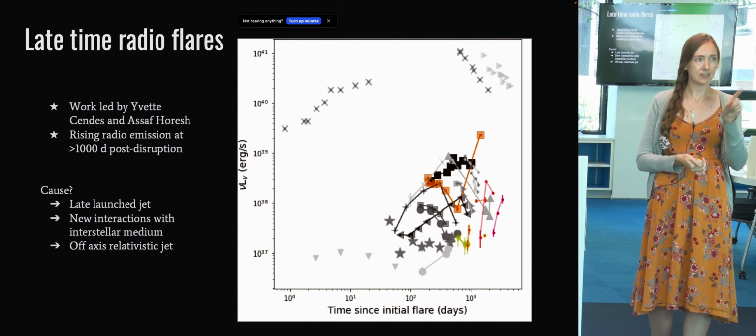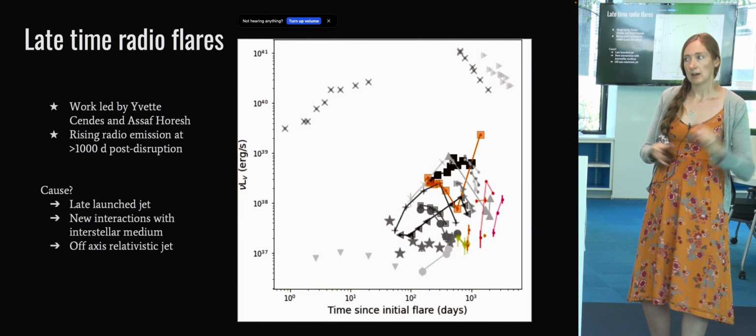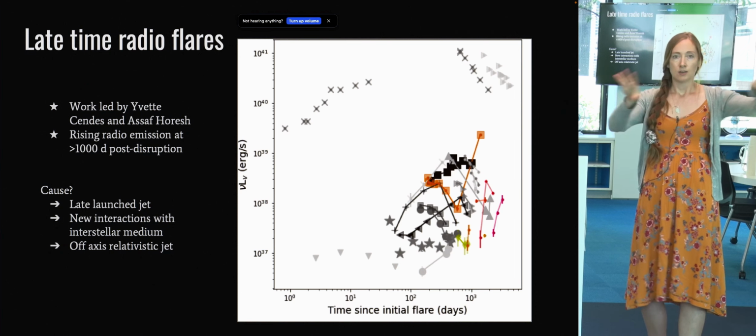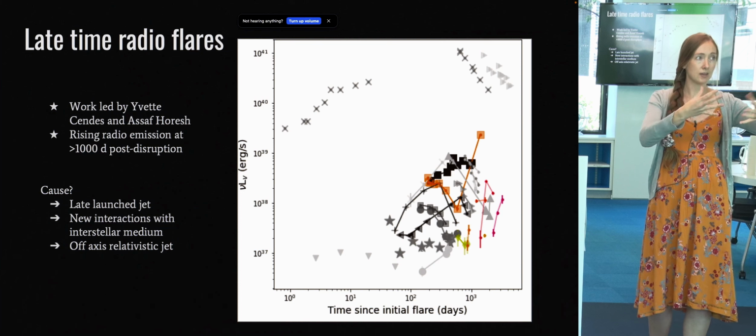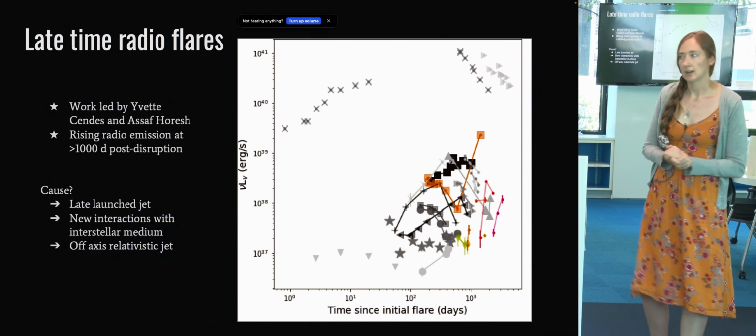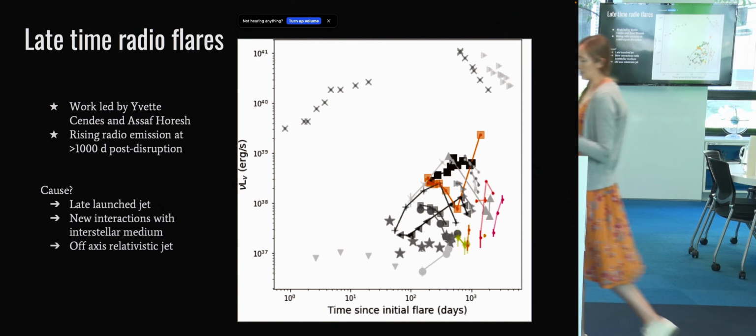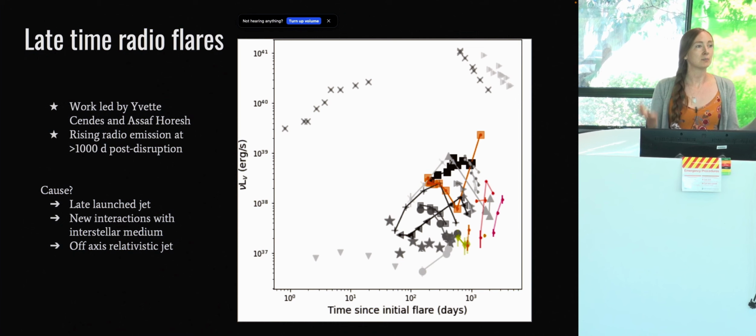I also like to think that some of these could actually be new interactions with the interstellar medium. So if you have a particularly dense clump of gas in the galaxy that the outflow hits, it can re-energize the shock a bit, and you can get a bump in the light curve with some extra energy being produced. But basically, there's a lot of different things happening in the radio, and we need to find a way to explain these in a self-consistent way.